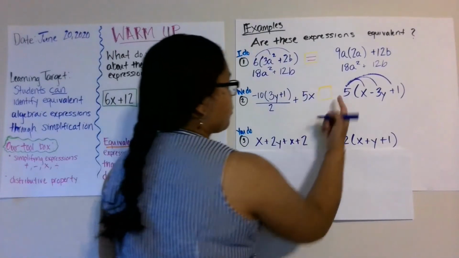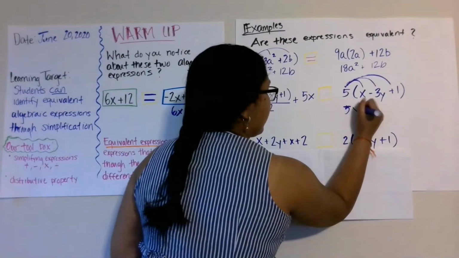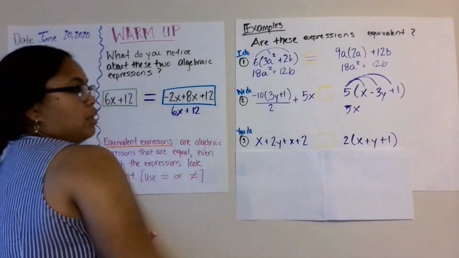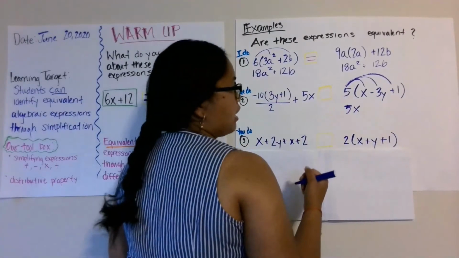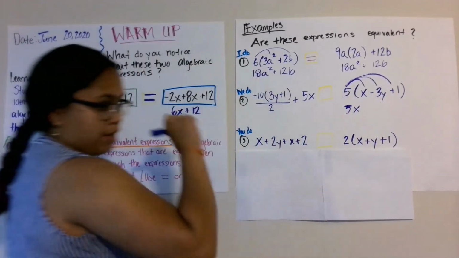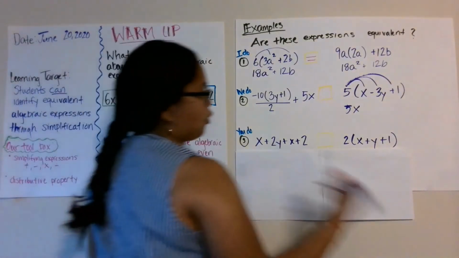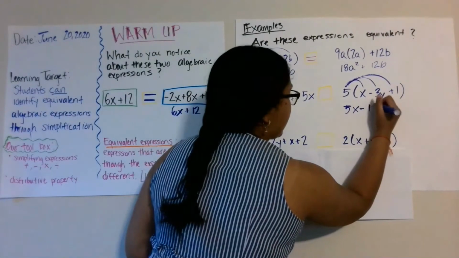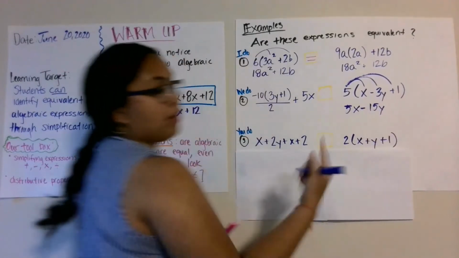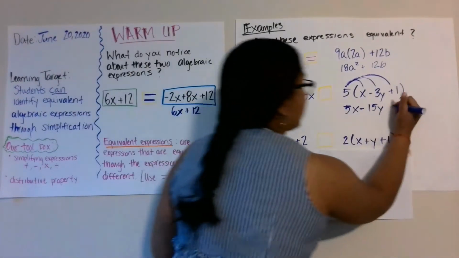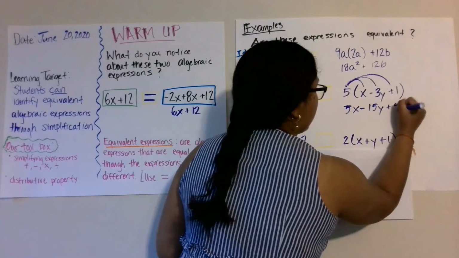So that becomes 5 times x, which is 5x, right? 5 times a negative. Keep in mind, whenever there's a negative, we bring that negative to that term. So that's a negative 3y, which is going to be a negative or minus 15y. 5 times 1 is positive 5.